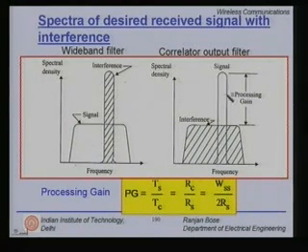What is processing gain? Processing gain is defined by Ts over Tc. Remember, Ts is the bit duration, Tc is the chip duration, which is much smaller than the bit duration, and it is written as Rc over Rs, which is approximately equal to W_SS over 2Rs.